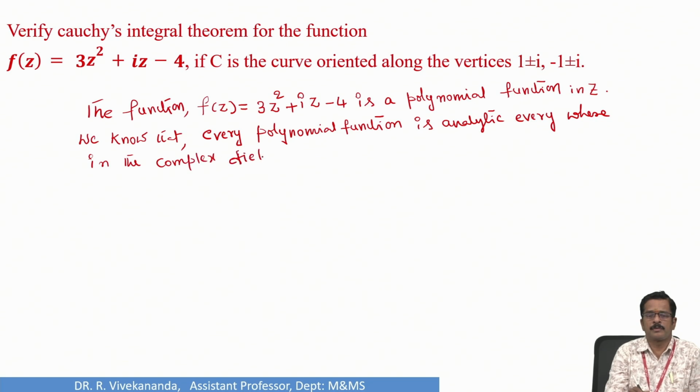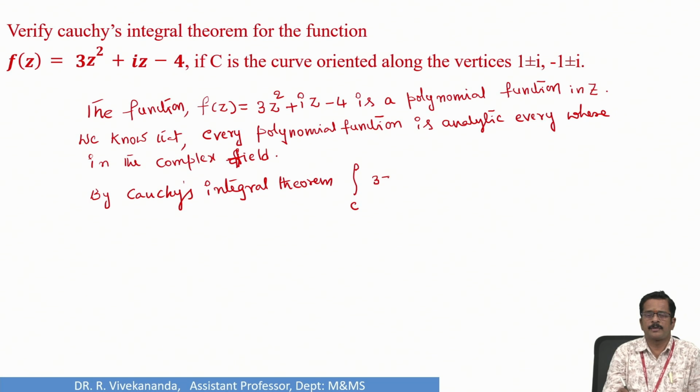Or complex field. Okay. If it is analytic and there are no singular points, then by Cauchy's integral theorem, the integration over C of 3z square plus iz minus 4 dz is going to be 0.